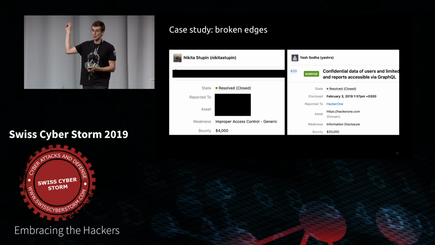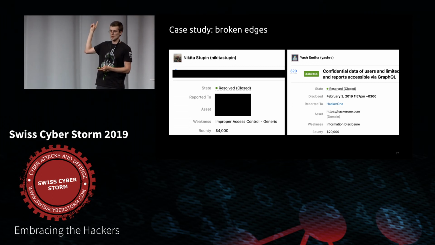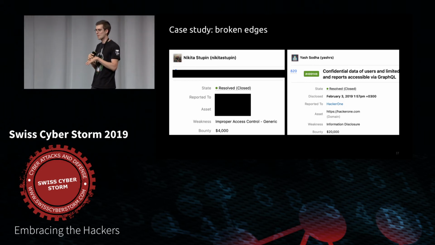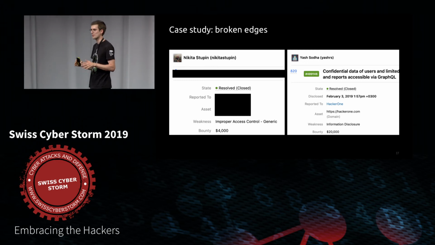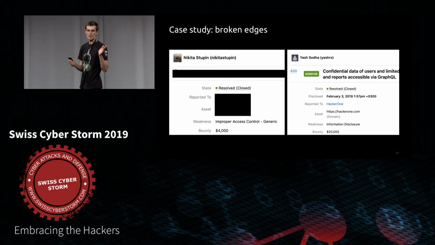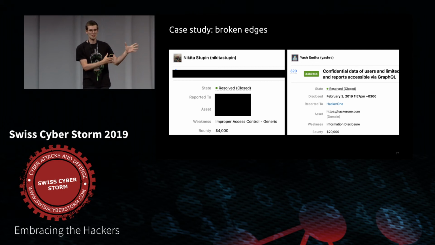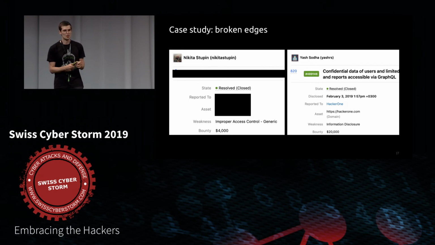But there is a similar report with a huge bounty of $20,000, which is disclosed, and the underlying problem is the same. Developers added data to the edges but forgot to implement access control checks on them. So I suggest that if you are reviewing a GraphQL API, first look at the edges.